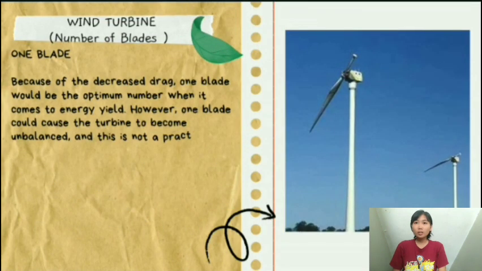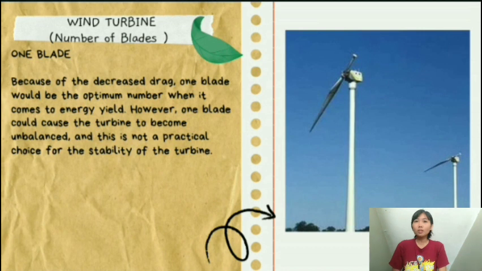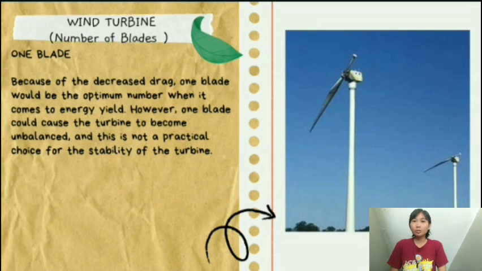Under the same circumstances, sa tingin nyo, which one rotates faster? Yung 1 blade or yung 3 blade? So, sagot is 1 blade. So, kanina na-explain natin na the fewer the blades, the lesser the drag. Kapag maliit yung drag, mas mabilis yung rotation. And when speed of rotation increases, the torque will decrease. So, dito muna tayo sa 1 blade. Because of the decrease of drag, 1 blade would be the optimum number when it comes to energy yield.